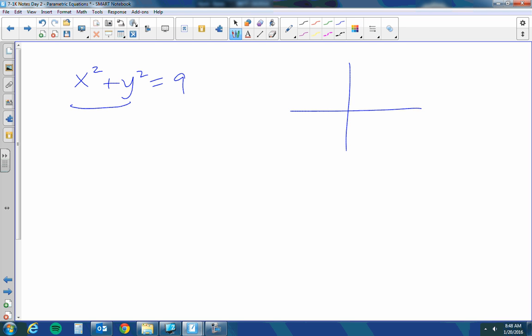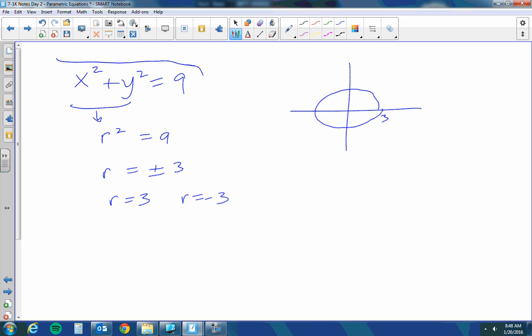I'll give you a clue. That, if I wrote it as polar, is the same as r squared, isn't it? And if I take the square root of both sides, I get r equals plus or minus 3. And r equals 3 is a circle with a radius of 3. R equals negative 3 is actually the same circle, just it draws it differently, with a different starting point, but the same circle. So I'm just saying, this is the equation for a circle.